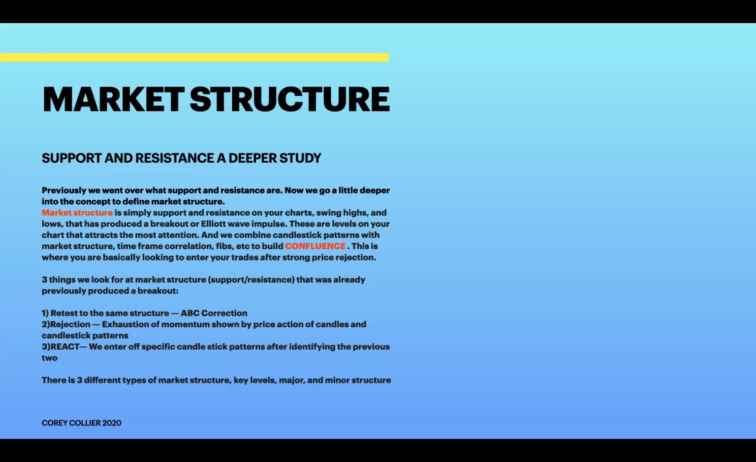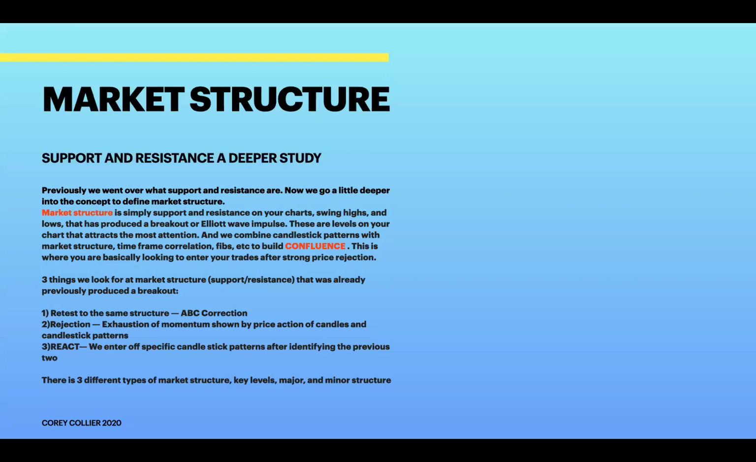Okay, so what we do is we combine candlestick patterns or price action with market structure, time frame correlation, fibs, etc., to build a list of confluence. Okay, and that's what confluence is. It's all those things combined that say, hey, the probability of this trade going in your favor is high, right? That's what confluence is. This is basically where we are looking to enter our trades, after a strong price rejection.